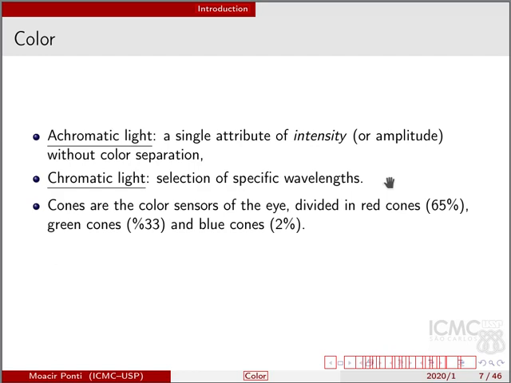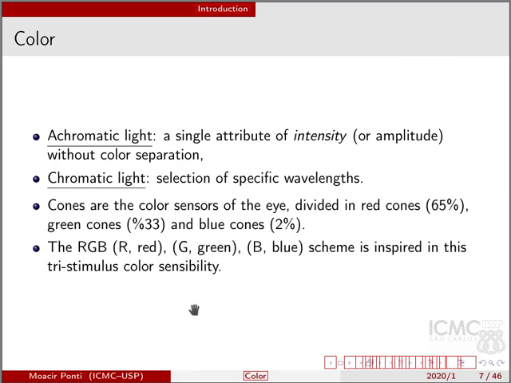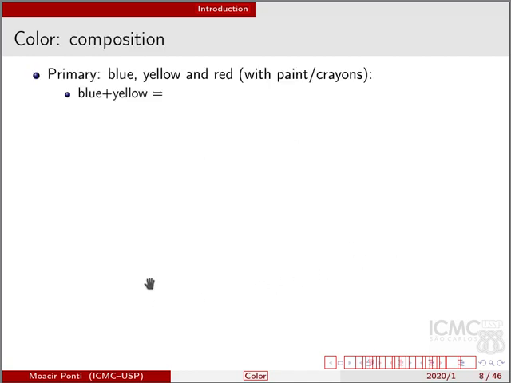In our eyes, we have cells that are responsible for sensing color. We have red cones. Cones are the name of the cells. Red cones represent around 65% of the total of our cells, green cones around 33%, and blue cones only 2%. So the RGB system is inspired by this three-stimulus color sensitivity of our eyes.